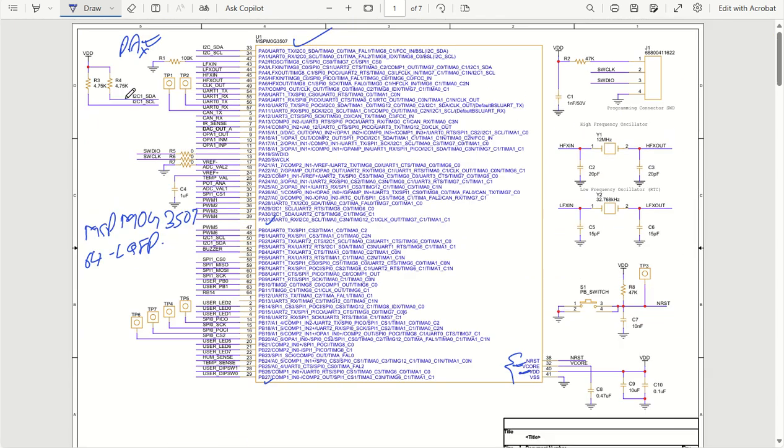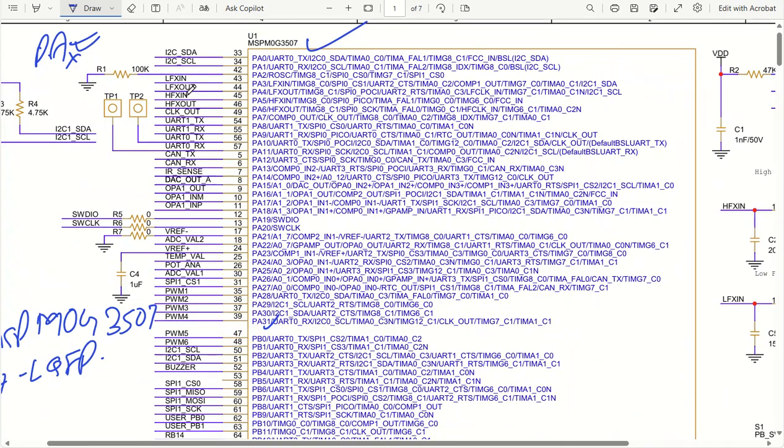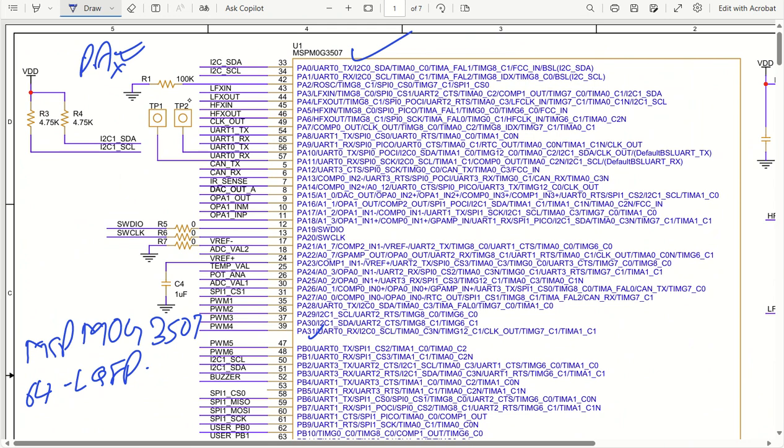Now let's talk about the pin configuration or pin assignments. So we have I2C pins, then we have low frequency oscillator pins, then high frequency oscillator connector pins, then we have a clock out pin also. You can take this clock out and give that clock pin to some other functionalities. Then we have UART pins, UART 1 and UART 0, 2 UARTs are there. Then we have CAN RX TX pin. Then this is used for some IR sensor pin. Okay.